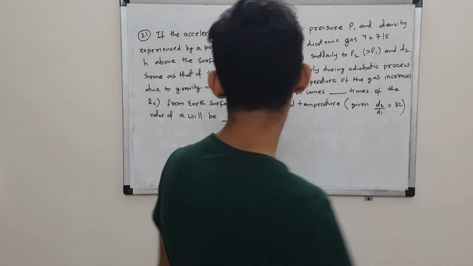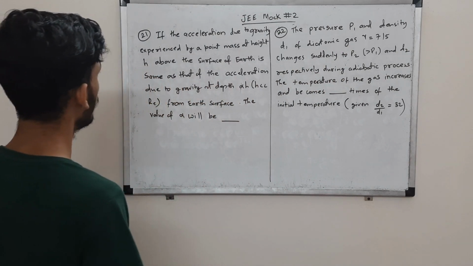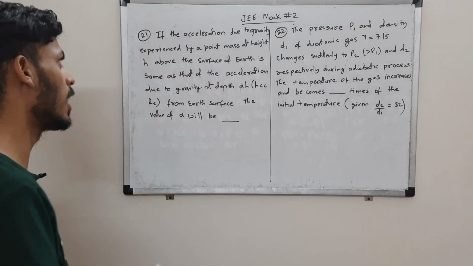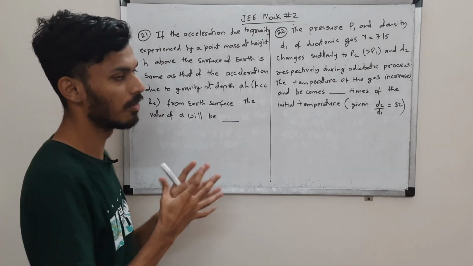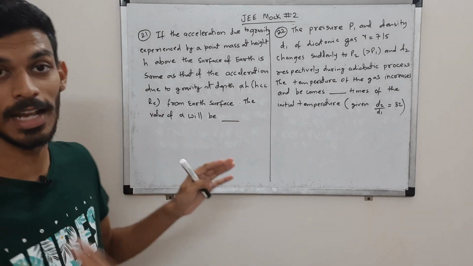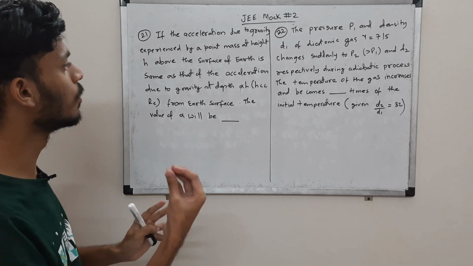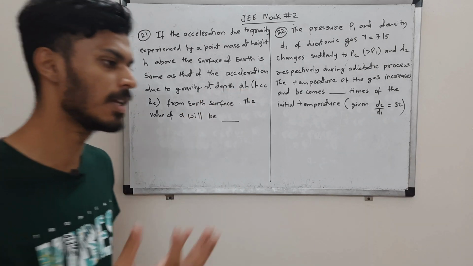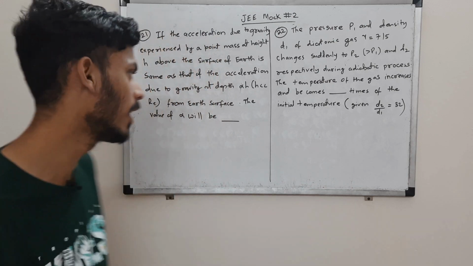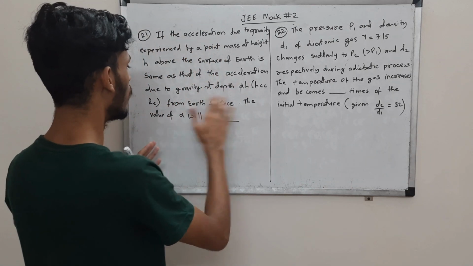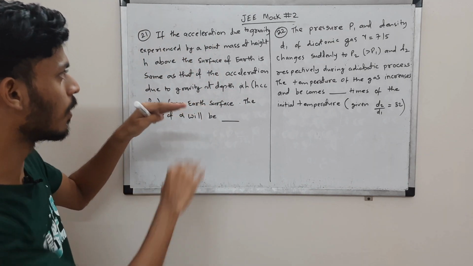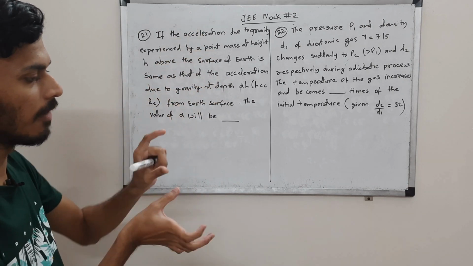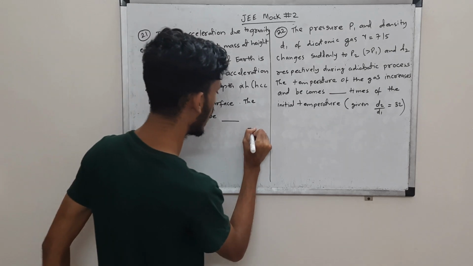Question 21 and 22 over here. So in 21 we are told that the acceleration due to gravity experienced by a point mass at height h from the surface of the earth is the same as the acceleration due to gravity at depth alpha h. This h is very small as compared to R, this is very important. So at a certain depth alpha h, the acceleration due to gravity is the same as at a certain height h.